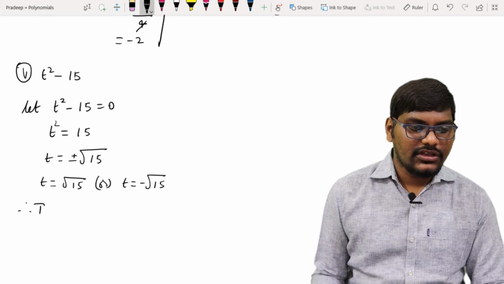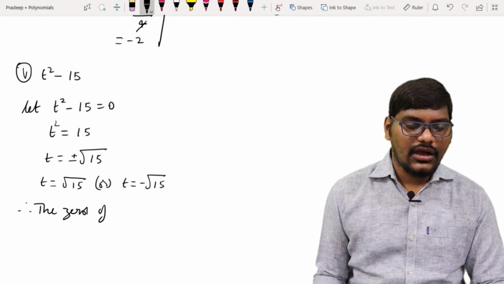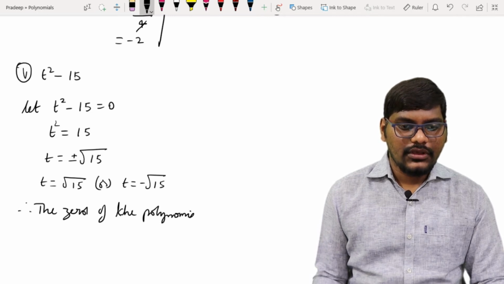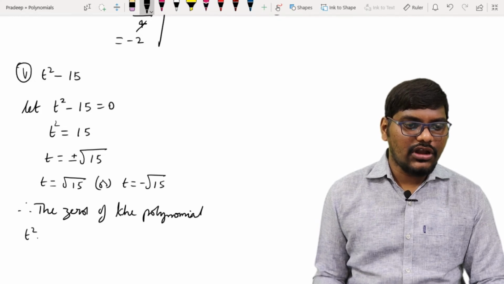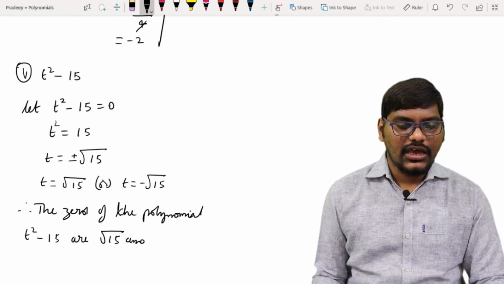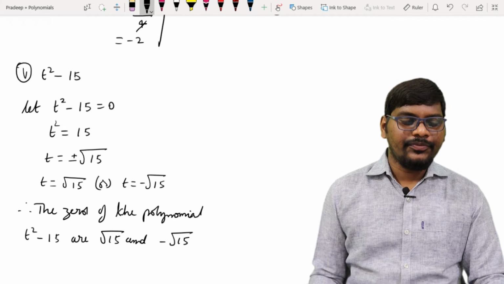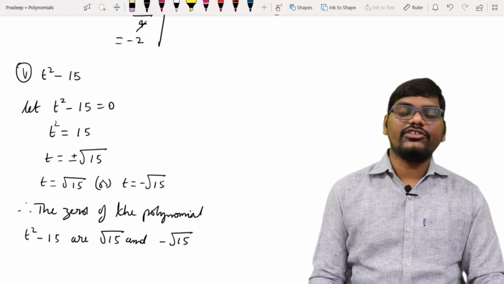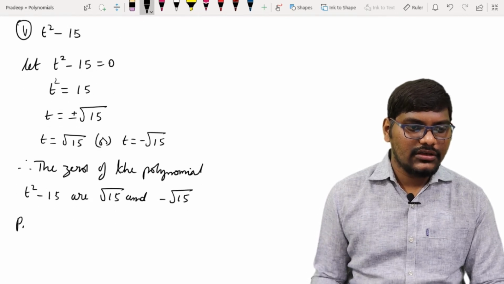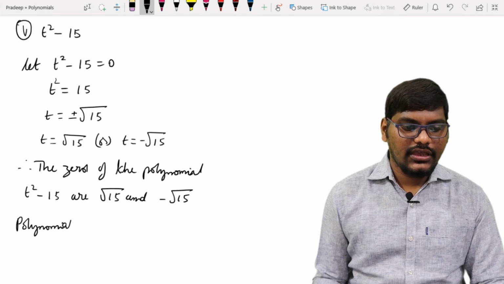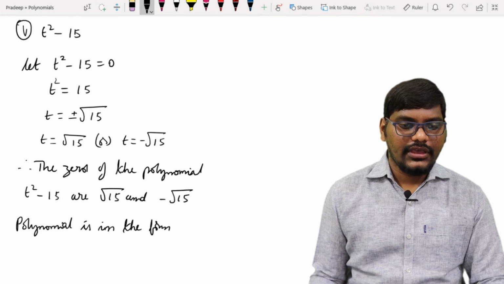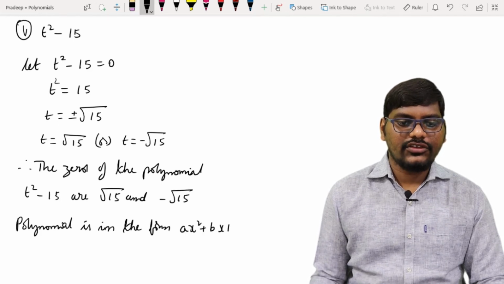Therefore, the zeros of the polynomial. So what are the values we got? The polynomial is t square minus 15, and root 15 is one of the values, and the second value is minus root 15. So as the given equation is a polynomial which has the power as 2, we'll write here the polynomial is in the form ax square plus bx plus c.